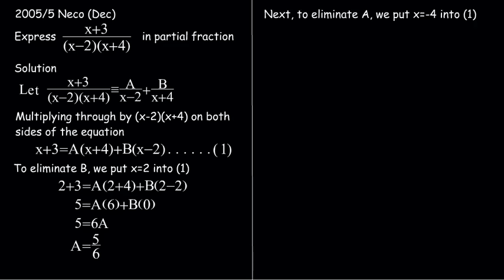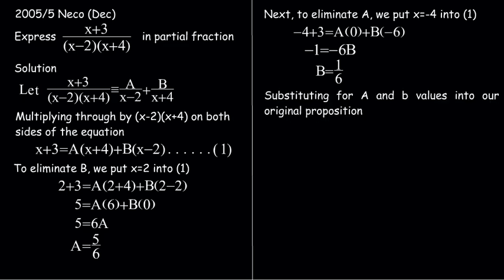Our next step is to eliminate a. Doing so, we put s equals minus 4 into equation 1. So if s equals minus 4 in equation 1, it becomes minus 4 plus 3 equals a in bracket 0 plus b in bracket minus 6. So therefore, minus 1 will be equal to minus 6b. Dividing both sides by minus 6, b will be equal to 1 over 6.